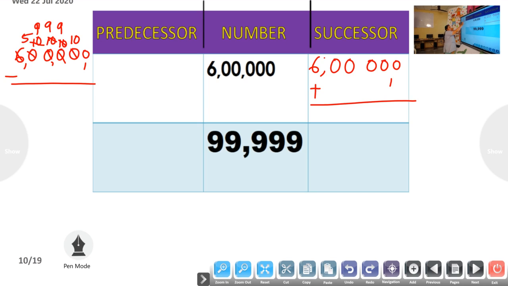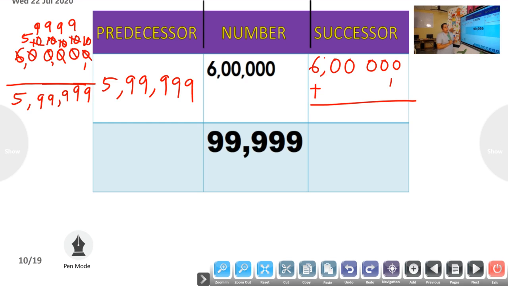Again you have to borrow from 10. So it becomes 9. Then 10 minus 1, yes, 9. Just before the 10 is 9. Here all we have is 9. Then here we have the 9. Here is the 5. Is it clear? So predecessor is 5,99,999.